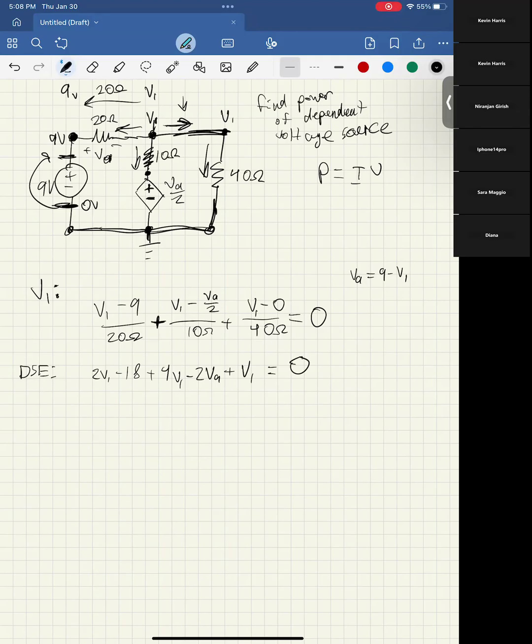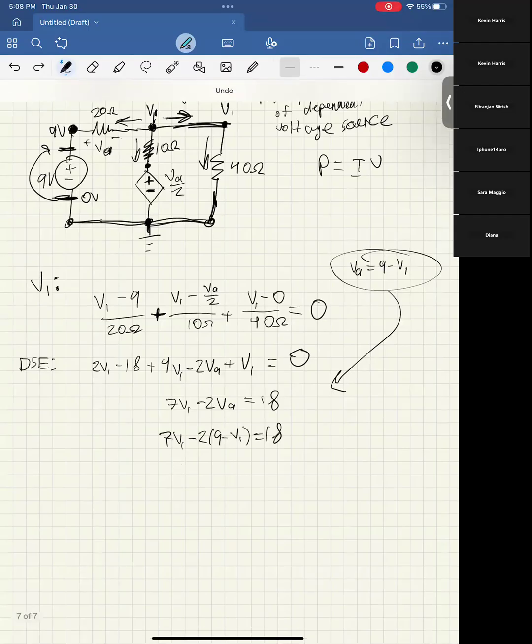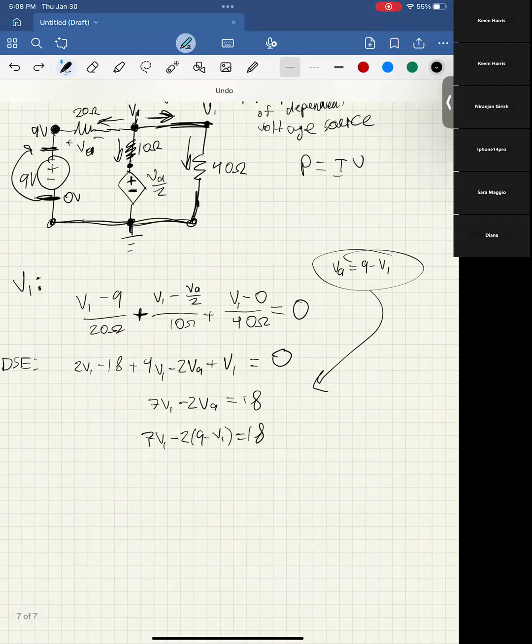We combine all our like terms. We got 2 plus 4 plus 1, 7V1 minus 2VA equals 18. And then we actually know what VA is from over here, so we put that in. 7V1 minus 2 times (9 minus V1) equals 18. So 7V1 minus, and then that would be minus 2. So I'll actually just skip a little step here. I won't skip a step. 7V1 minus 18 minus 2V1 equals 18. Let me make sure I'm doing this right because it seems like I'm about to get V1 equals 0. And that's not right. Oh, no, it adds.